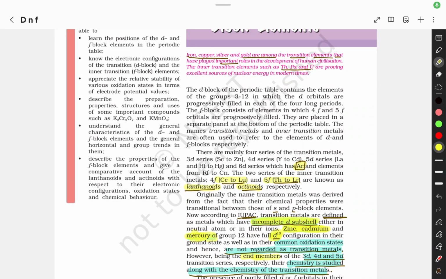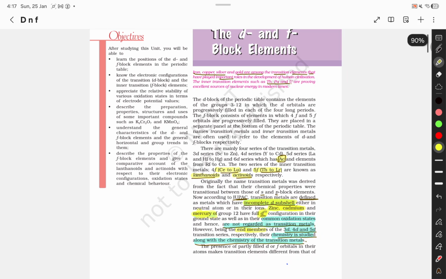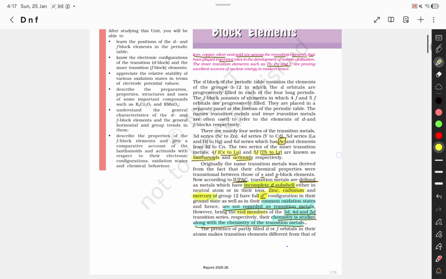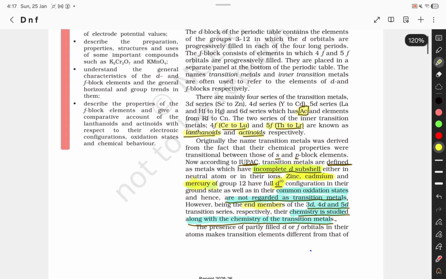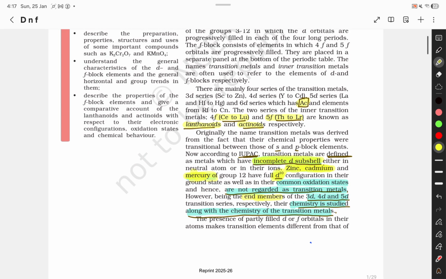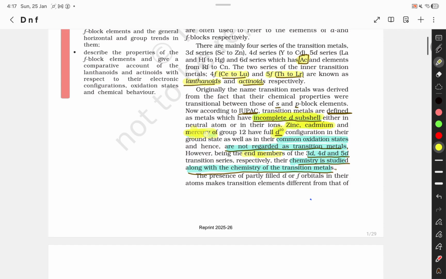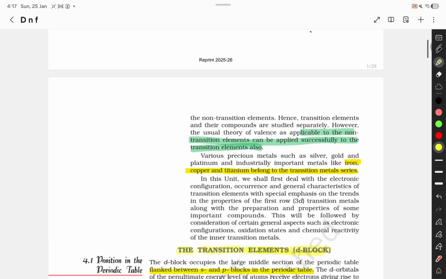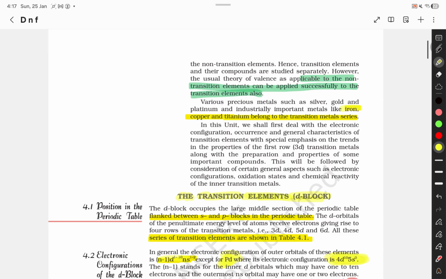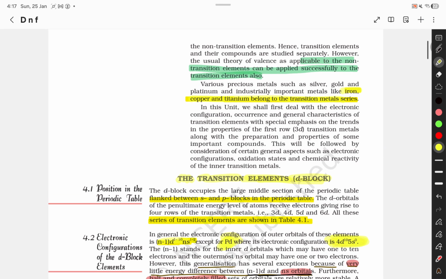Hello everyone, in today's video I'll be discussing the d-block. Whatever paragraph is there, I'll just give a summary of that and move on with the important points. In the first paragraph, we have absolutely nothing except what an incomplete d subshell is, the definition of a transition metal, and what is regarded and what is not regarded. Second paragraph, again we have absolutely nothing.